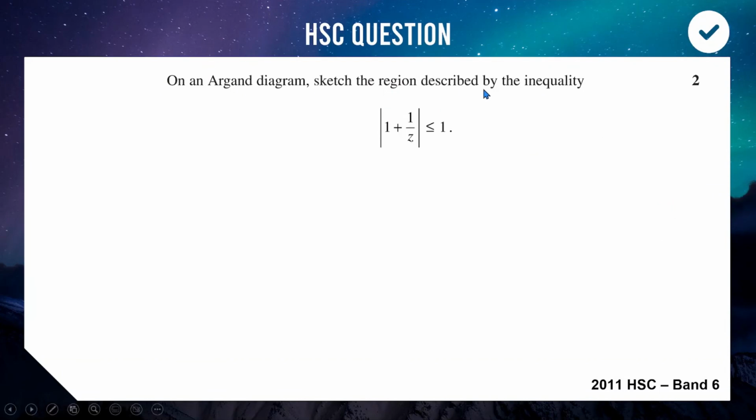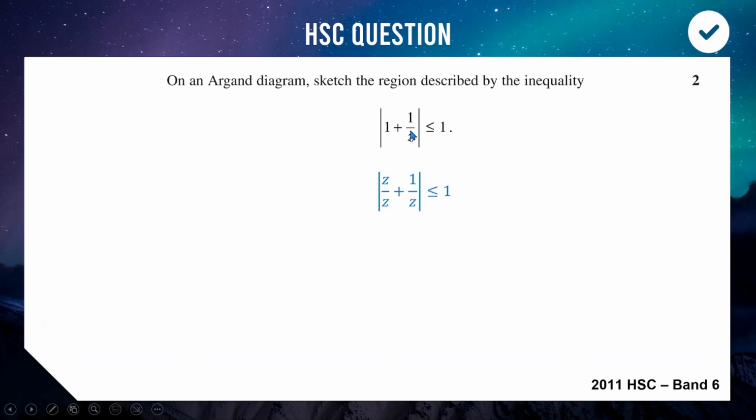We're sketching the diagram of the modulus of 1 plus 1 on z less than or equal to 1 for 2 marks. Okay, this is a band 6 because it requires a bit of algebra manipulation and a bit of clever rearrangement, because looking at this picture, I don't know what it looks like. I don't know what 1 plus 1 over z looks like. Don't know what the modulus looks like. So remember from earlier, I said when you don't know what it looks like, you go to plan B. Plan B is to go back to x's and y's.